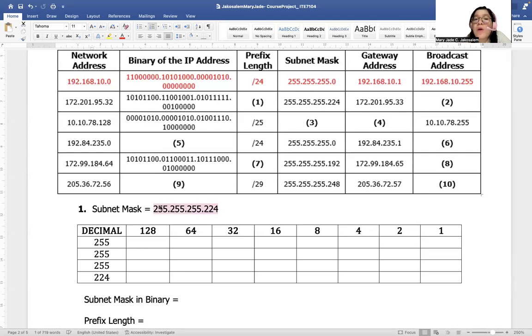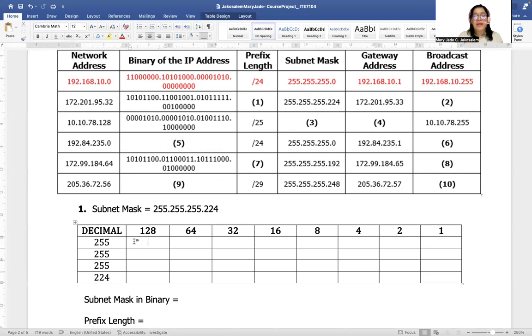255.255.255.224. Now, we have to convert the subnet mask into its binary form so that we can determine the prefix length. We all know that 255 is equivalent to 8 ones: 1, 1, 1, 1, 1, 1, 1, 1. But so that it's shown in the video, let us solve for it. So how do we solve for it?